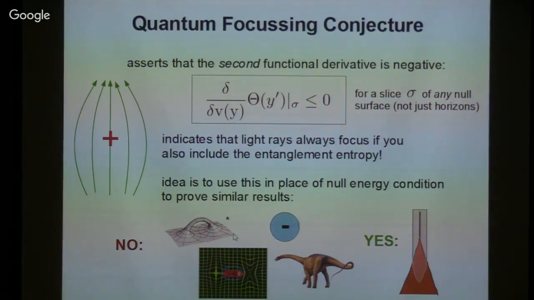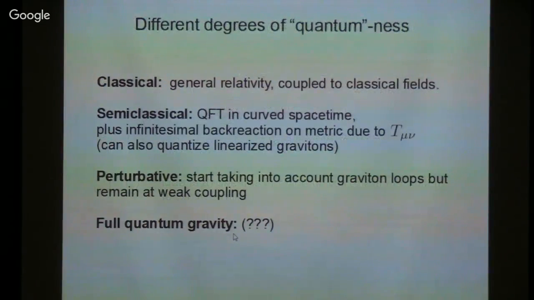The idea is that you can use this in place of the null energy condition to prove the same sorts of results you would have from the null energy condition, which suggests that you can't violate causality, but that there perhaps are still singularities.